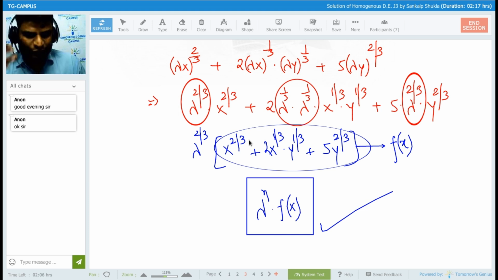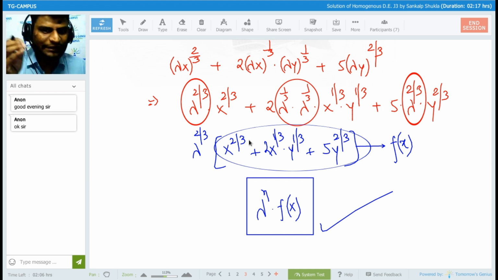So if you are getting into the concept, you have to check by this standard method: replace your x with lambda x and your y with lambda y. If the whole power of lambda is easily taken out as common, then that means it's a case of homogeneous differential equation. But if you don't want to go that long, I will definitely tell you a trick.